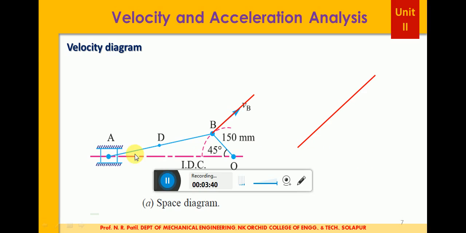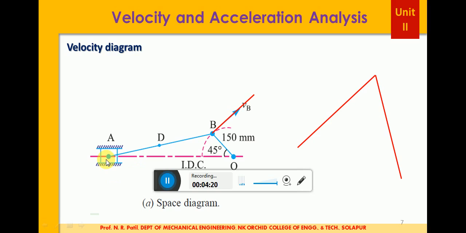Next one is the velocity of A with respect to B. I told you already, the velocity of A with respect to B is always perpendicular to AB and passing through point B. So you have to draw a perpendicular line. This line is perpendicular to link AB. So from B, draw a line perpendicular to AB, which indicates the velocity of A with respect to B. Now, we don't know the magnitude of the velocity of A with respect to B, but we know the direction. So I have drawn a line.